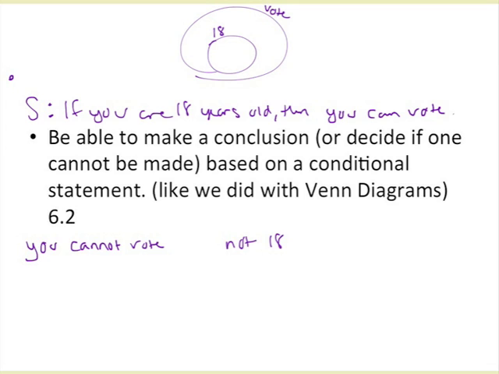Given the law, there are some other things that would make you not be allowed to vote, like not being a citizen or being a convicted felon. These are all things that would make you not be able to vote. But given our statement, if I am not in the vote circle, I'm nowhere near the 18 circle. So I'm not 18.